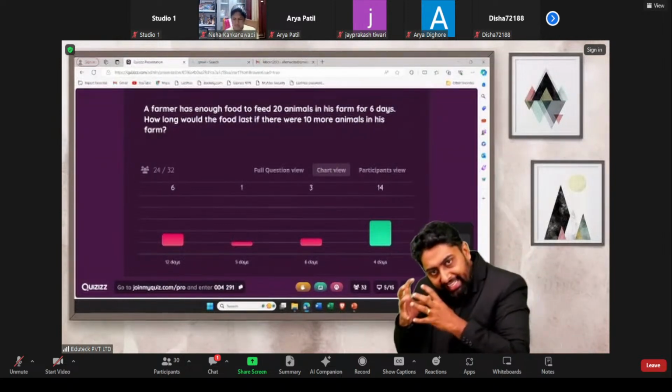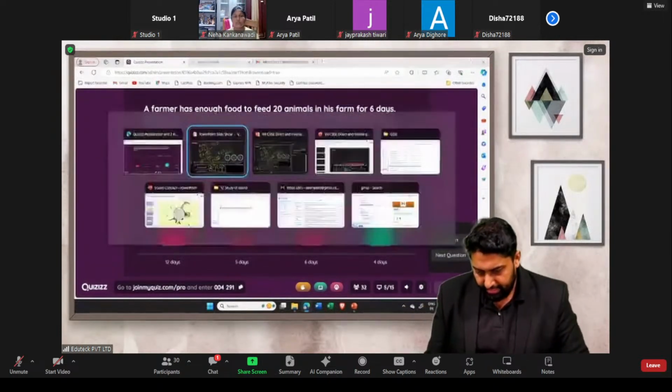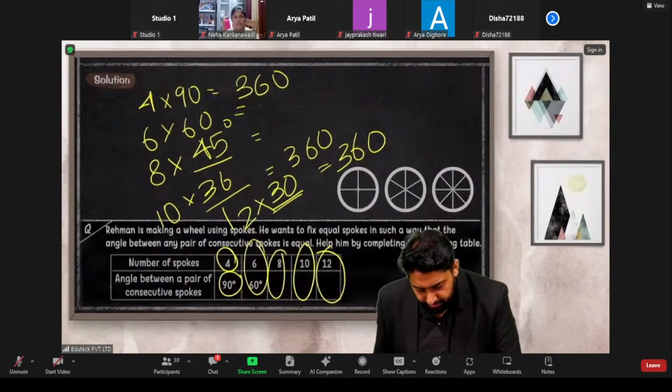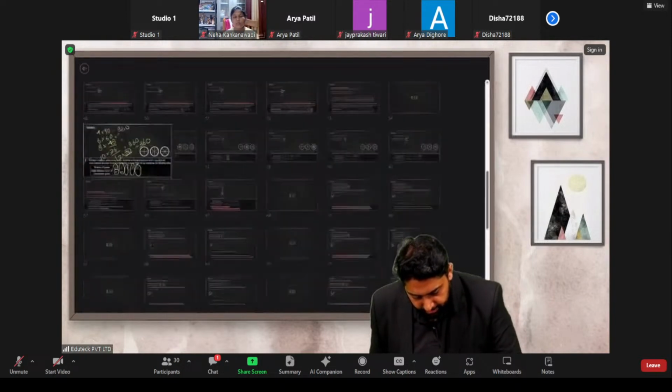Now, the question was very simple. Let's try to understand this. When there were 20 animals, okay, let's take the screen and then do this. Just a second.